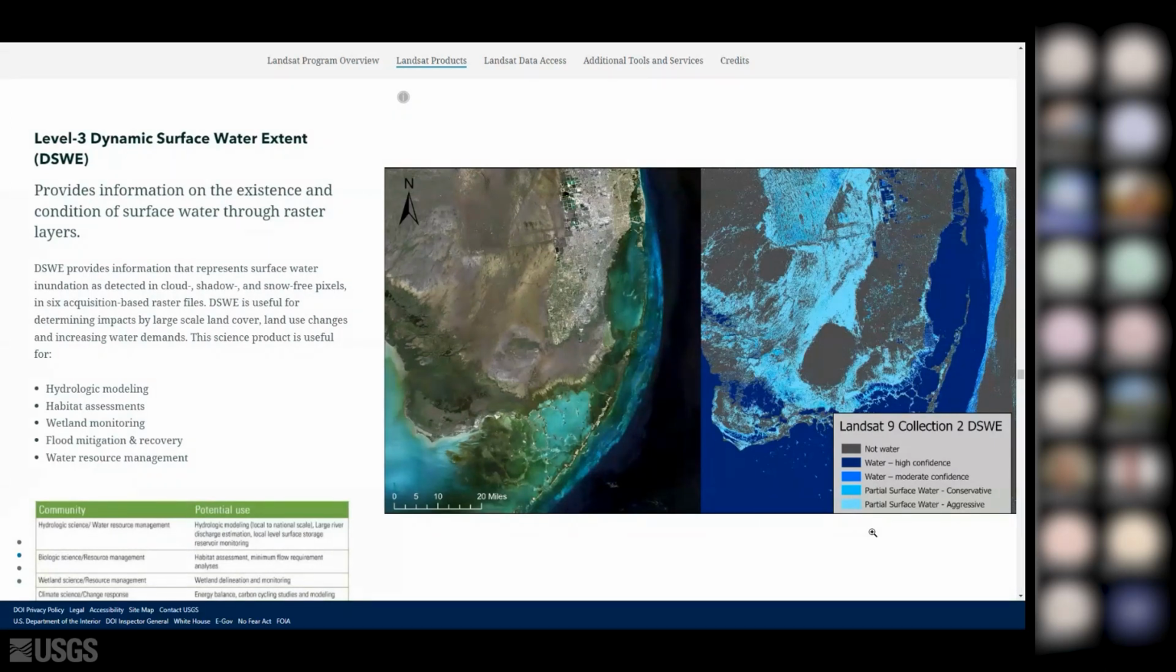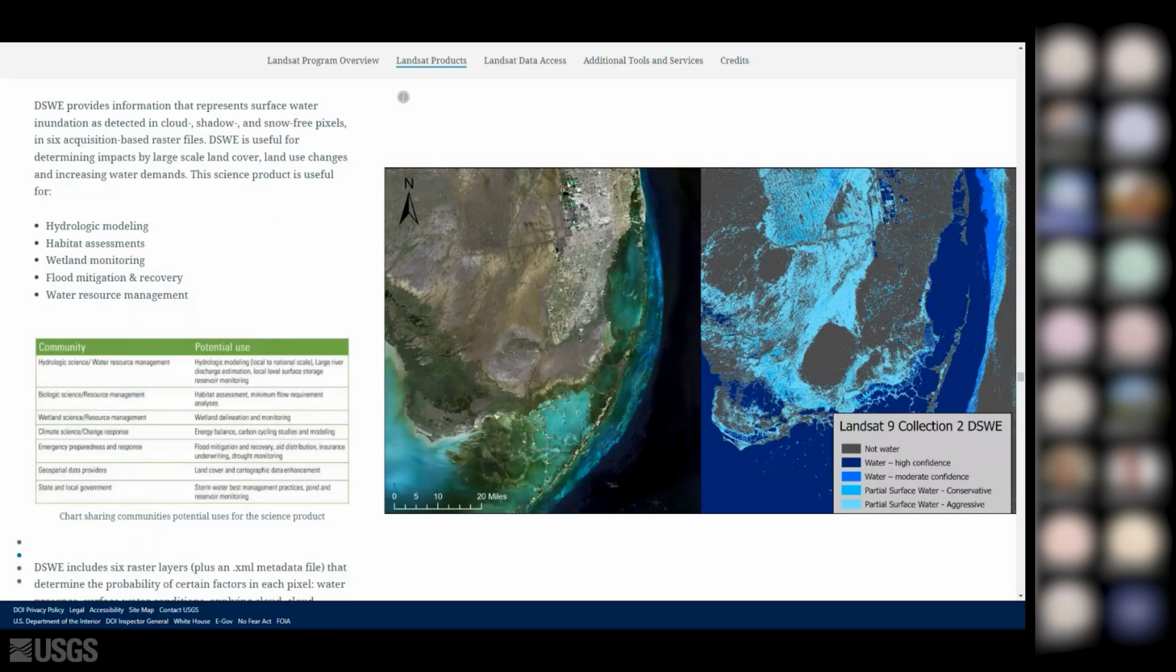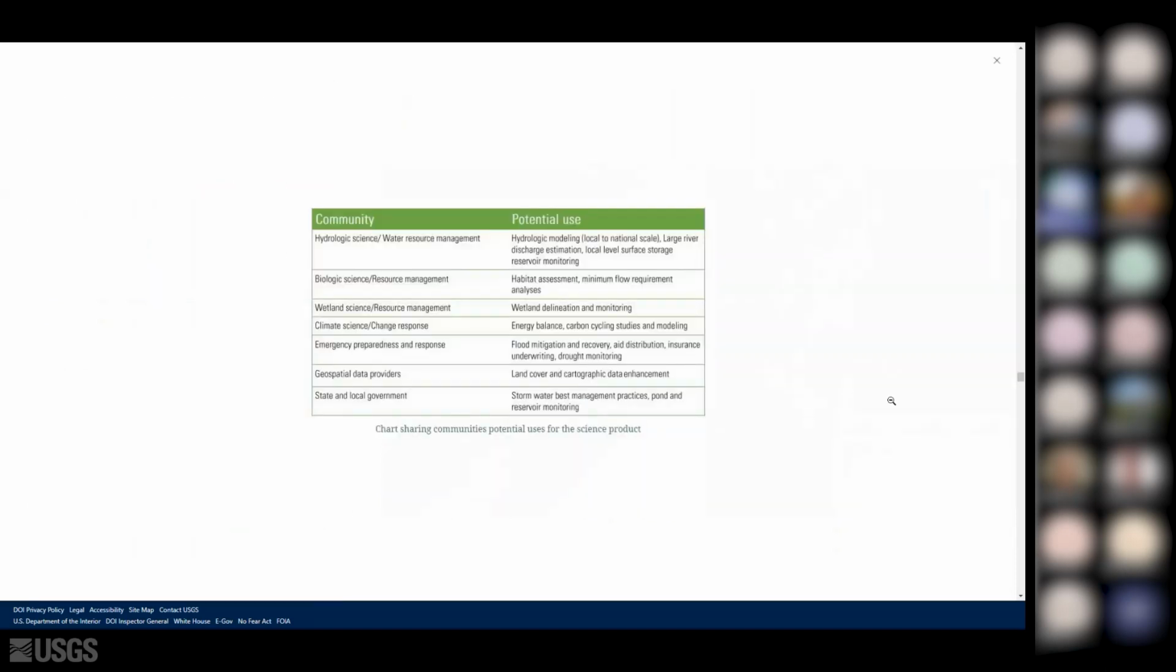So in this example, we see in gray what is indicated as not water, and then we have our confidence intervals here of water presence. So this can be really helpful and useful for wetland monitoring. And again, here are some communities that have some potential uses. So let's stick with climate sciences and change response. The potential use is energy balance, carbon cycling studies, and modeling.